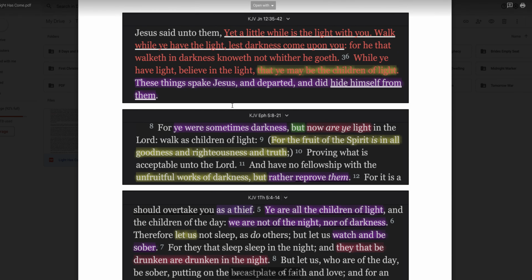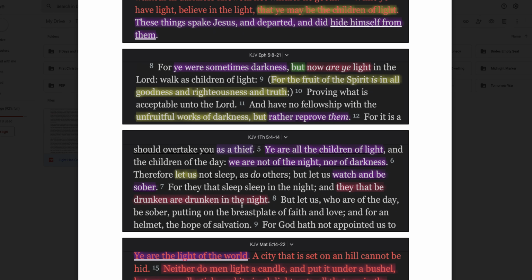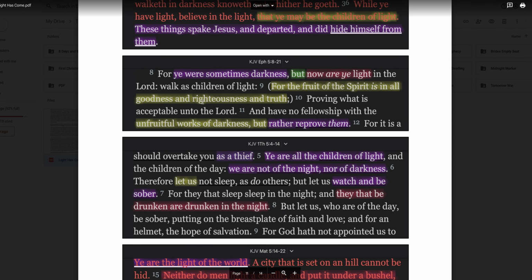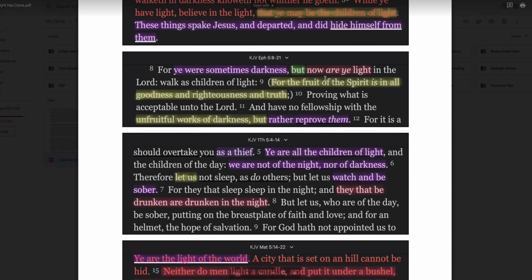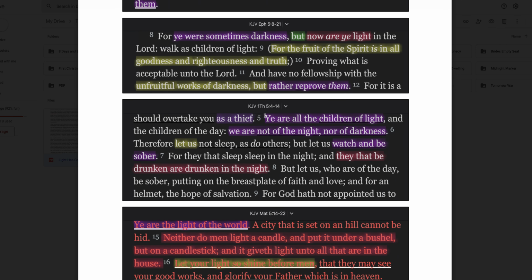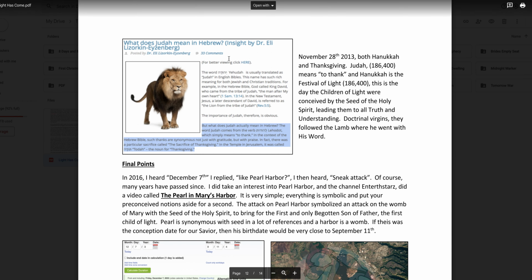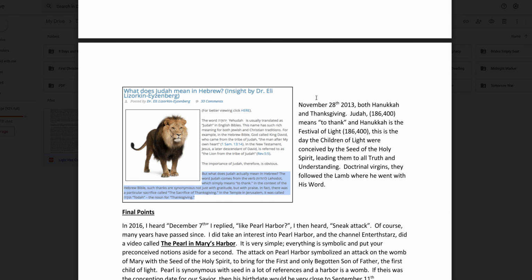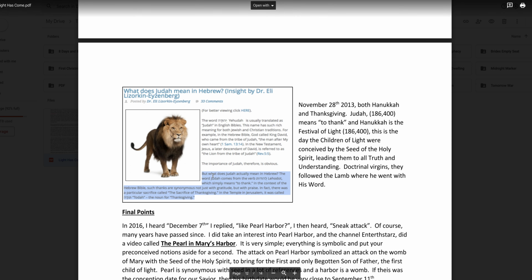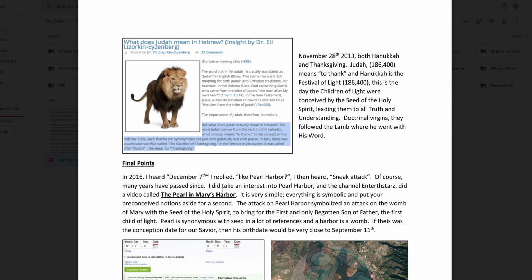That comet was 186,400 miles long, which is the speed of light, and that's also in Numbers 2:9. And here are some of the verses with, you are light. While the light was with you, you walk in light, lest darkness come upon you. But now you're in light, children of light. Because that was the tribe of Judah, 186,400 people is the tribe of Judah. And Judah means praise and thanksgiving. This happened around Thanksgiving and Hanukkah on the same day.